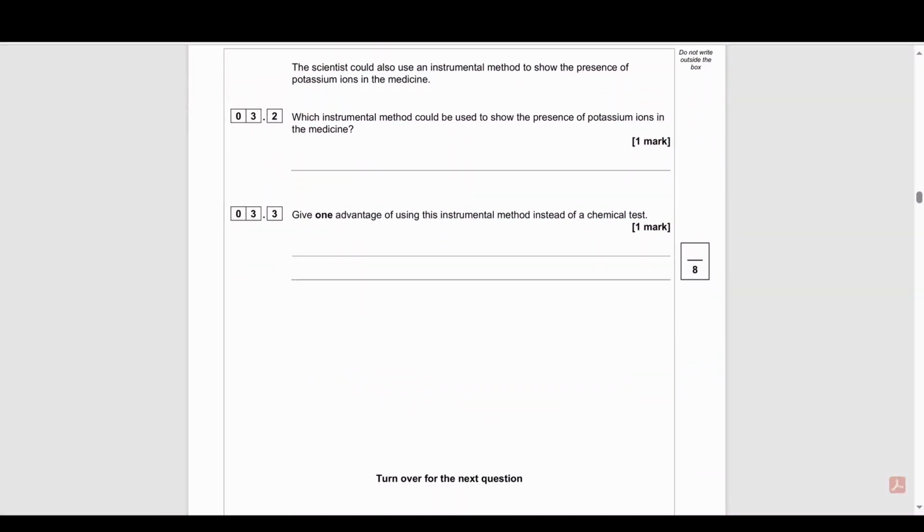Scientists could also use an instrumental method to show the presence of potassium ions in the medicine. 3.2. Which instrumental method could be used to show the presence of potassium ions in the medicine? Well, again, it's potassium ions. It's a positive ion, cation. So we're going to be using then flame emission spectroscopy.